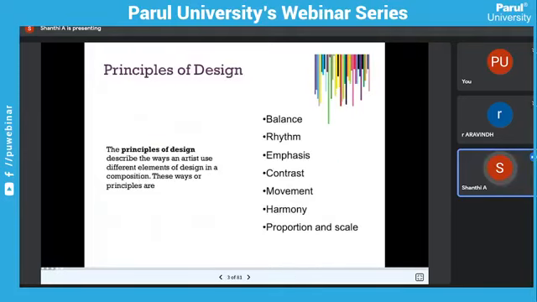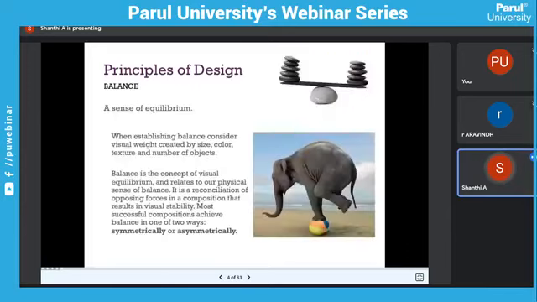Now the first thing is, when we look into the principles of design, we have almost 7 principles. These 7 principles are the base of any design, web design or print design or any kind of visual design. These 7 principles are very important. One is balance, the other is rhythm, emphasis, contrast, movement, harmony, proportion, and scale. Let us see one by one what balance, rhythm, emphasis, contrast are. All these 7 have their own quality and their own purpose. Let us see one by one.